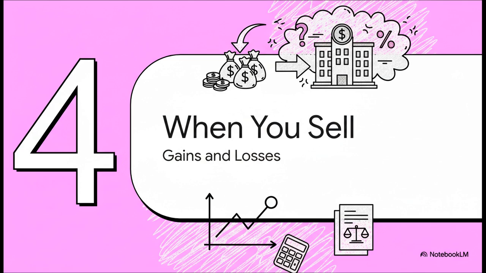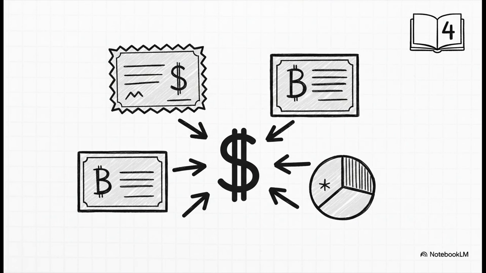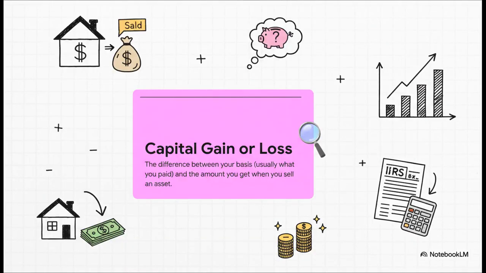Next up, let's look at what happens at the end of an investment's life cycle, the sale. This is often where the biggest tax events happen. Chapter 4 of the guide is dedicated entirely to this topic. And the main takeaway is this. Anytime you sell or trade an investment property, whether it's a stock, a bond, or a mutual fund, you've just created what the IRS considers a taxable event. And the core concept you've got to understand here is the capital gain or loss. It's really simple. It's just the difference between what you get from the sale and your basis, which is usually just what you paid for the asset. If you sold it for more than you paid, that's a capital gain, and you'll probably owe some tax on that profit.